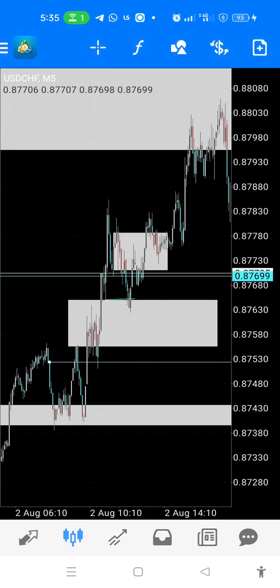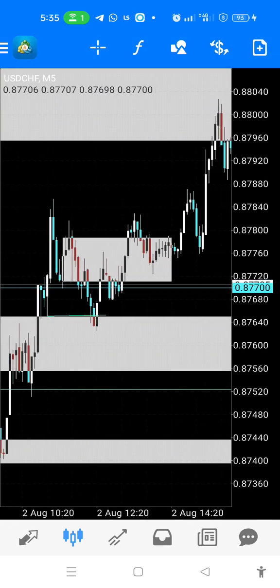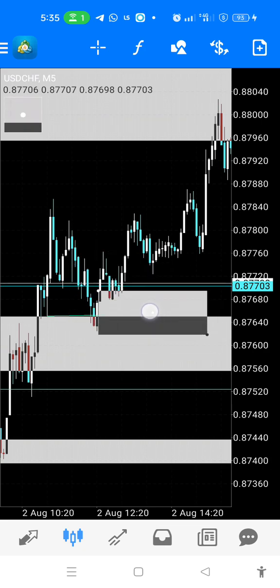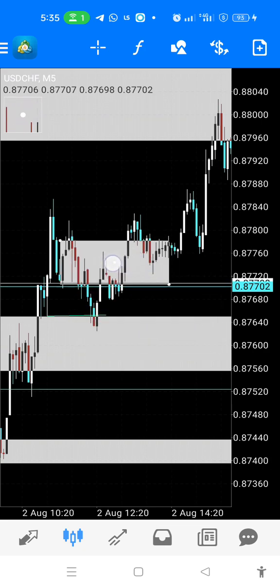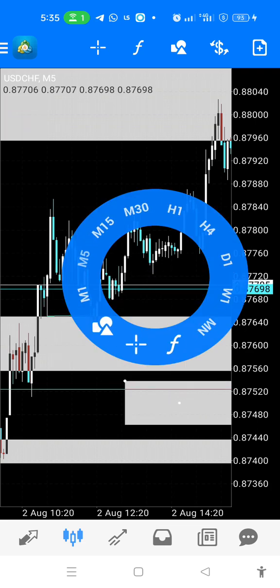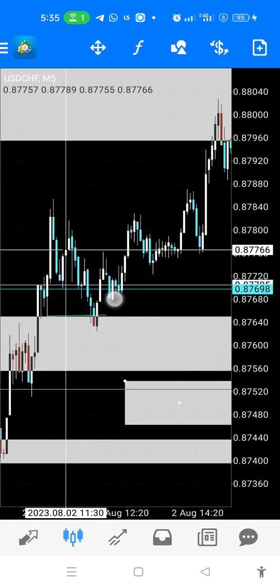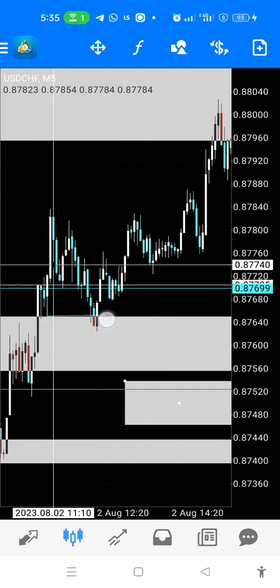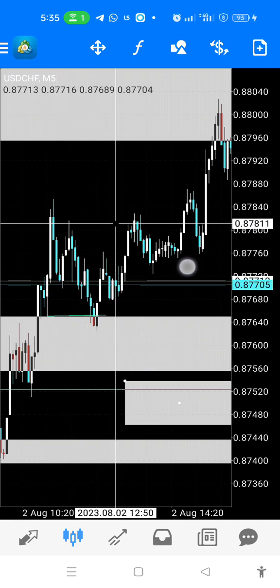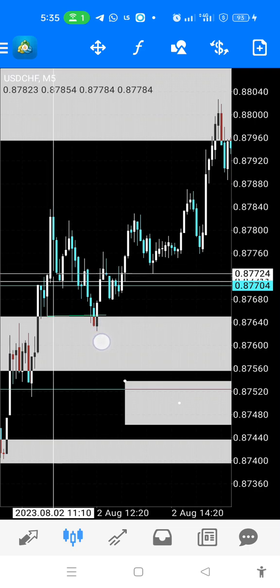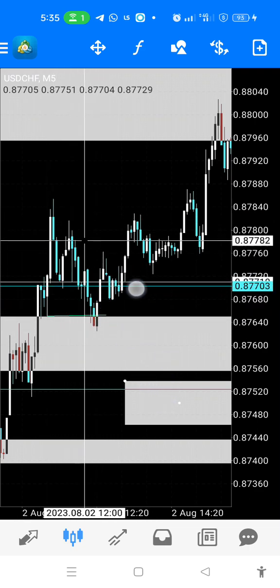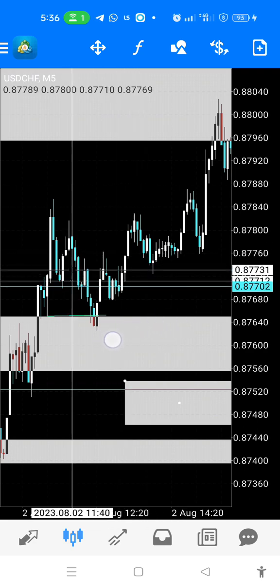But now for the final model, this is one thing I don't like talking about much, this breaker block, because a lot of people get confused about what a breaker block is. So a breaker block is simply an inverse order block. Now, a bullish breaker block is a bearish order block. Let me use that word: a bullish order block and a breaker block is a bearish order block.